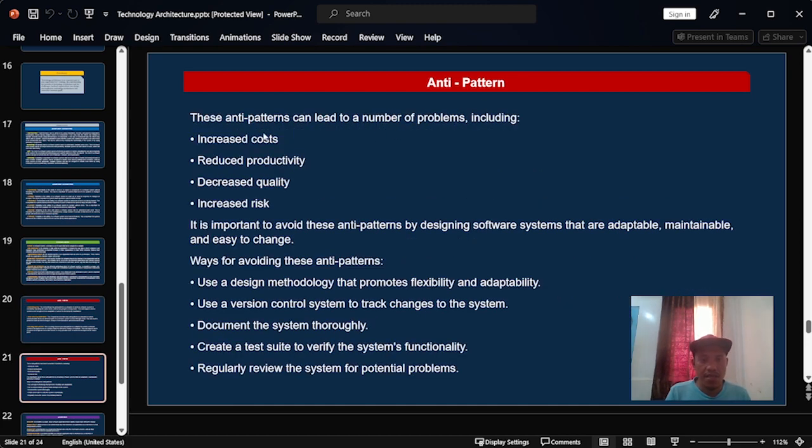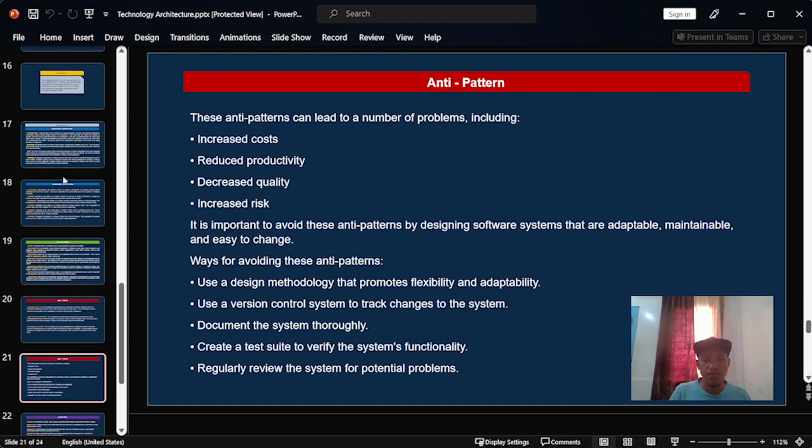So these anti-patterns can lead to a number of problems, including increased cost. So sa increased cost, i-increase yung cost dito sa under pattern. Reduced productivity, bumaba yung production. Decreased quality, bababa din yung quality. Then increased risk, dadami yung risk niya.